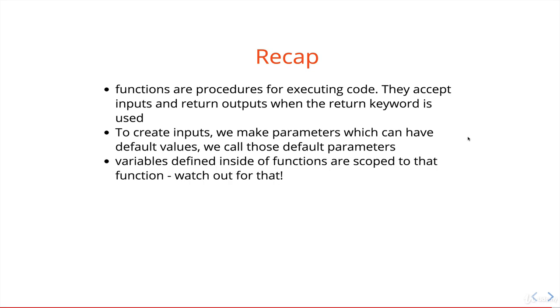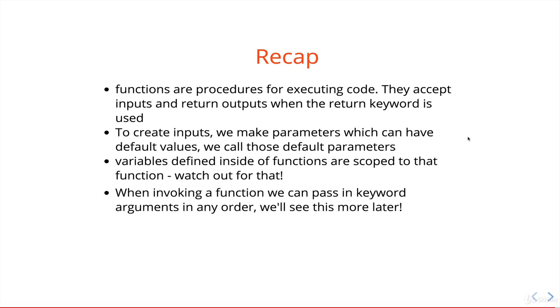Variables defined inside of functions are scoped to that function. So remember that. Scope was kind of a painful video probably, but we talked about how when you have a function, if you define a variable inside it, it exists only inside that function and not afterwards, not beforehand, only in that function. When invoking a function, we can pass in keyword arguments in any order where we use the equal sign. It's different than default parameters because it's inside of the function invocation. Is that a thing? Invocation. When we execute the function.